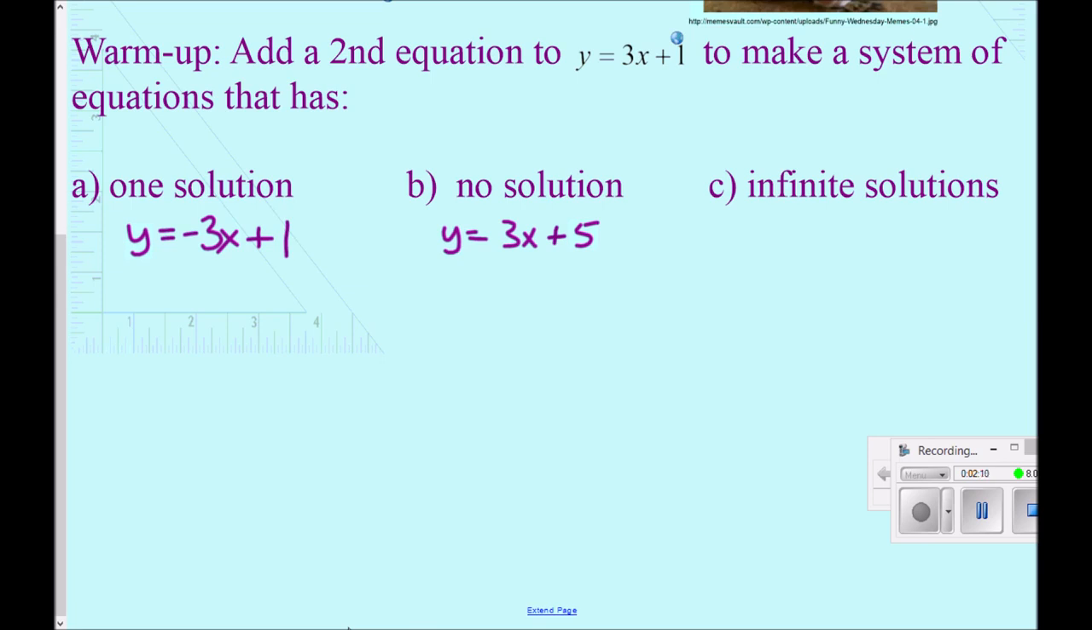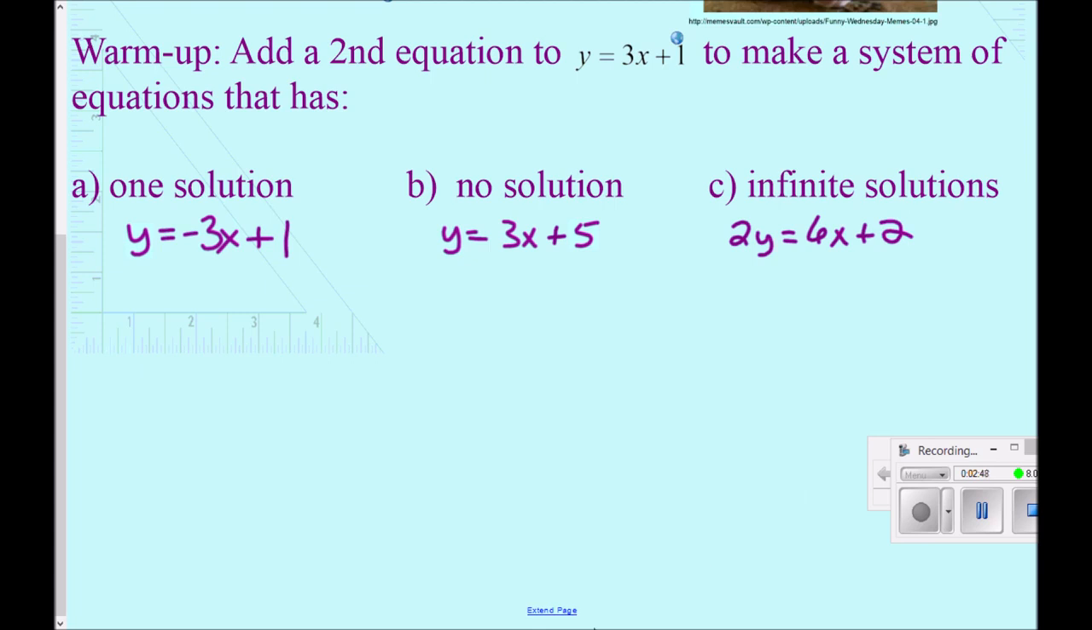And lastly, infinite solutions. Well, when I graph this original line, I then want to graph my new equation, and I want to see only one line, because I basically just want this equation, but not the exact same thing, because then that wouldn't be a second equation. I want that equation with a multiple. So as long as I multiply the y, x, and 1 by something, and it's the same number, that would be fine. So something like 2y equals 6x plus 2, that would be fine.